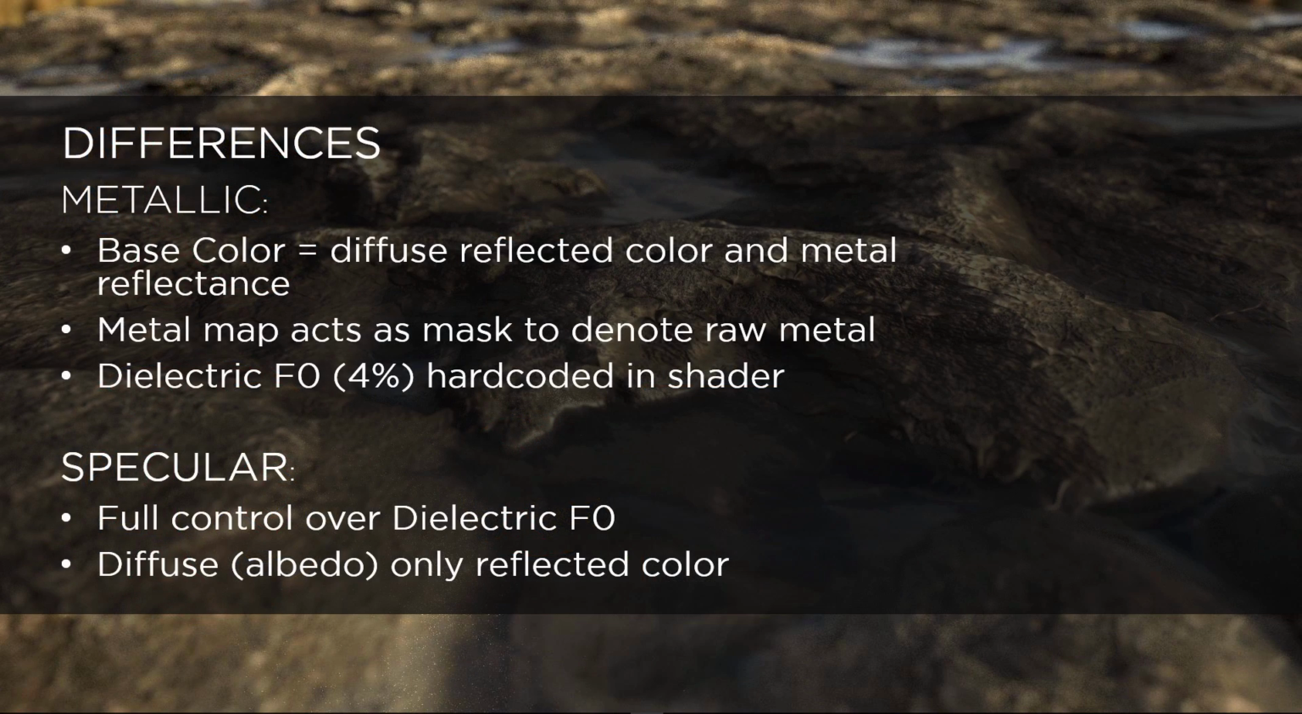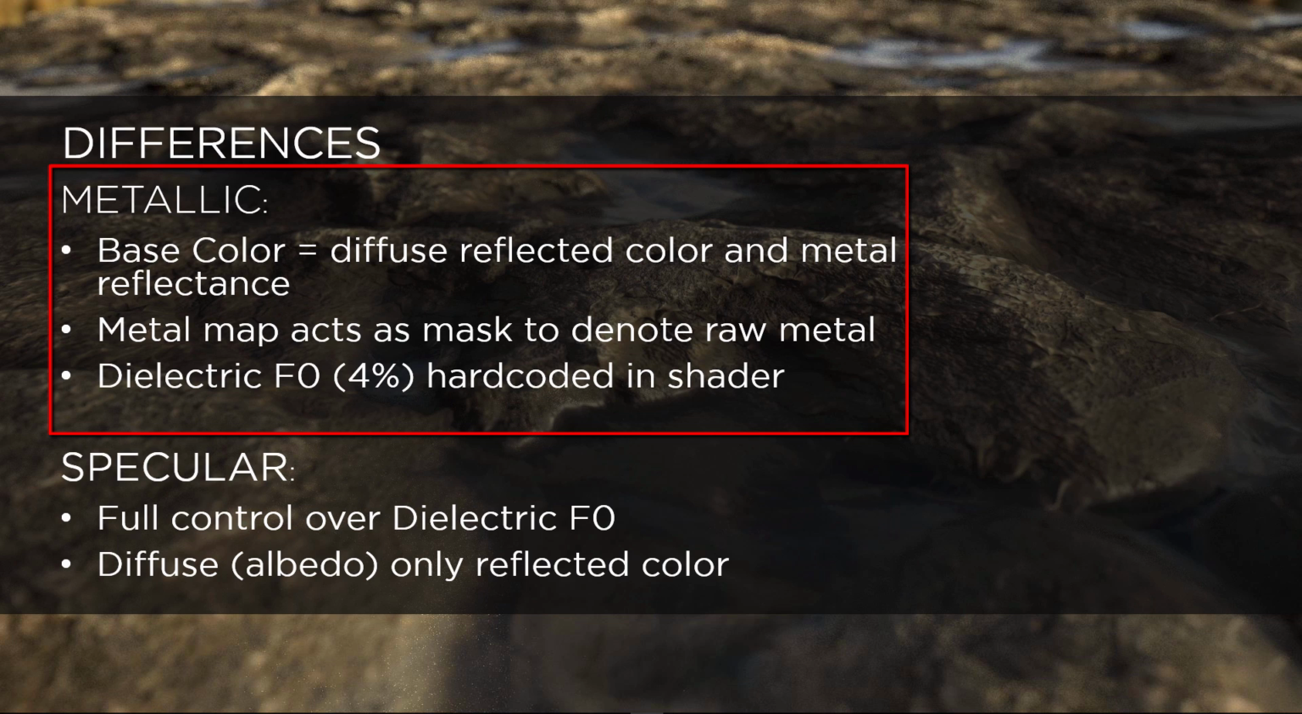Now that we have discussed the two main workflows, here we can detail their differences. The metallic workflow has a base color map, which represents diffuse reflected color and metal reflectance. The metal map acts as a mask to denote metal and nonmetal. Dielectric reflectance, or more specifically stated as Fresnel at zero angle, or F0, is hard-coded in the shader at 4%. We'll discuss dielectric F0 in more detail later in the video.